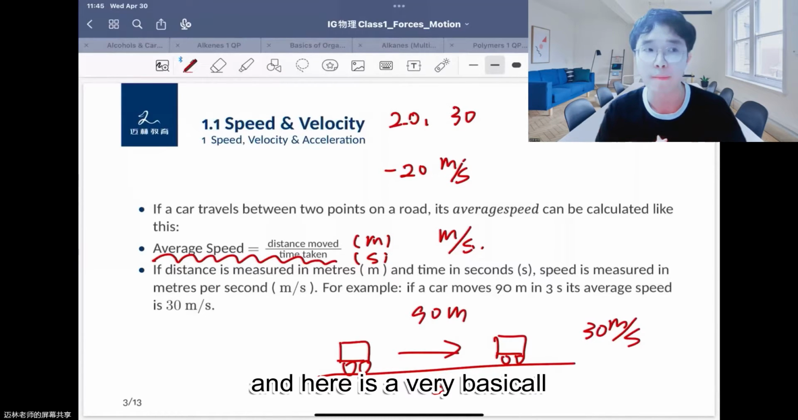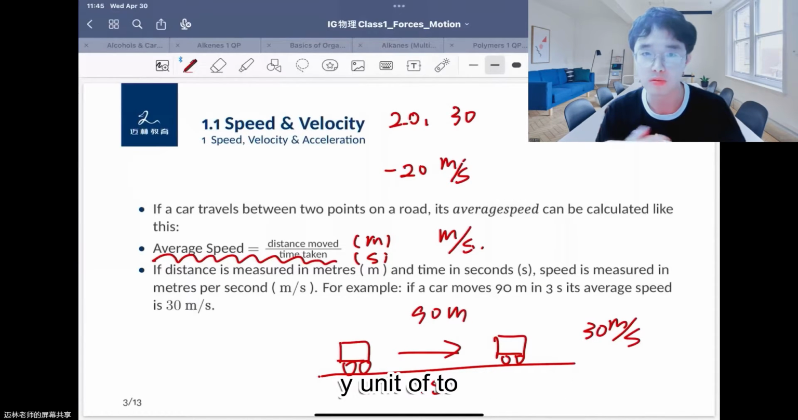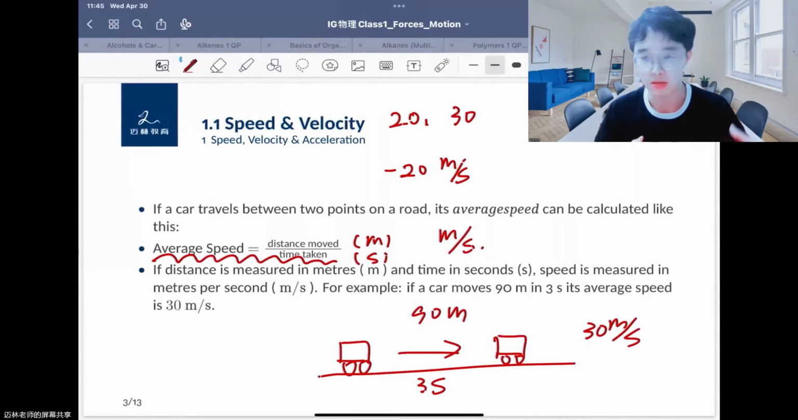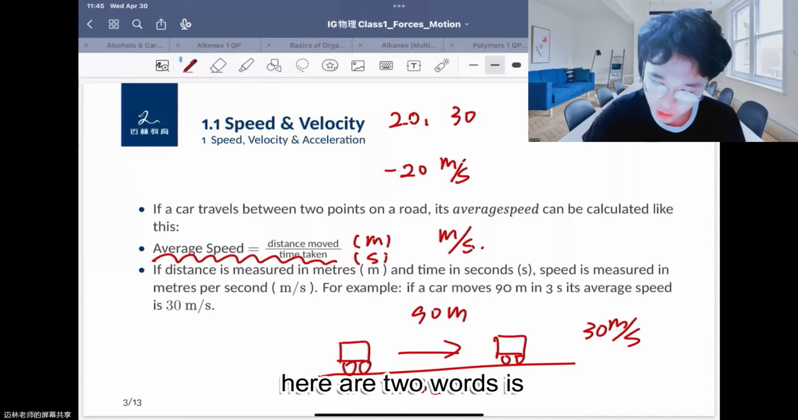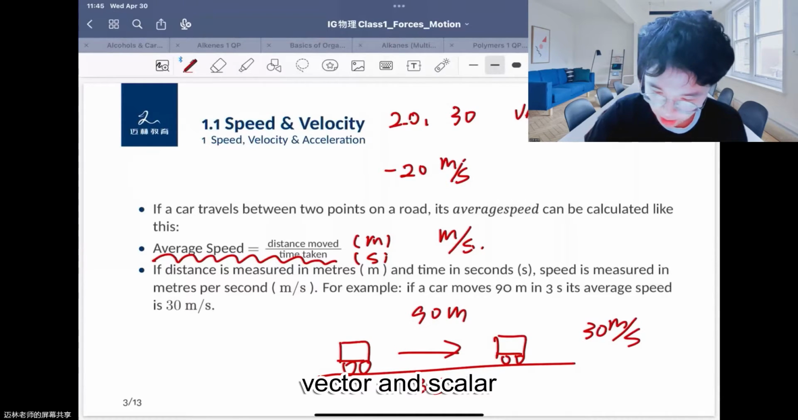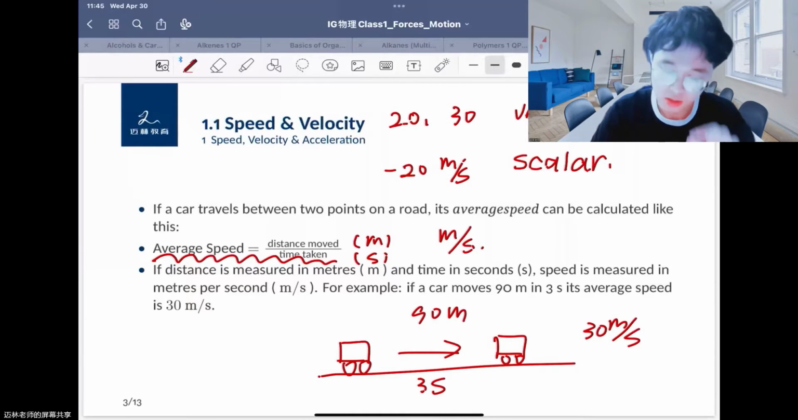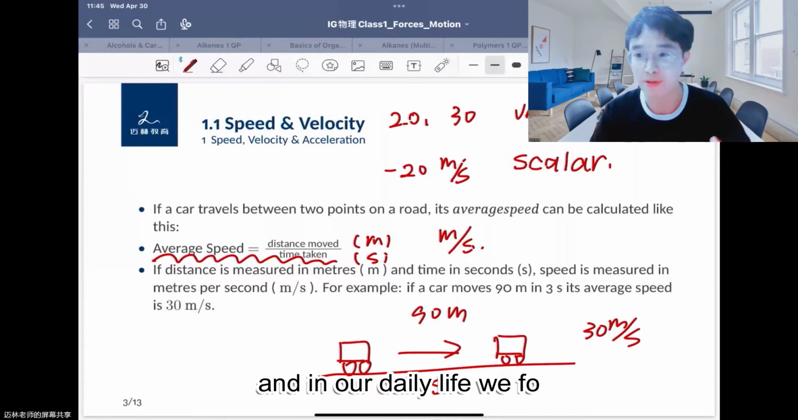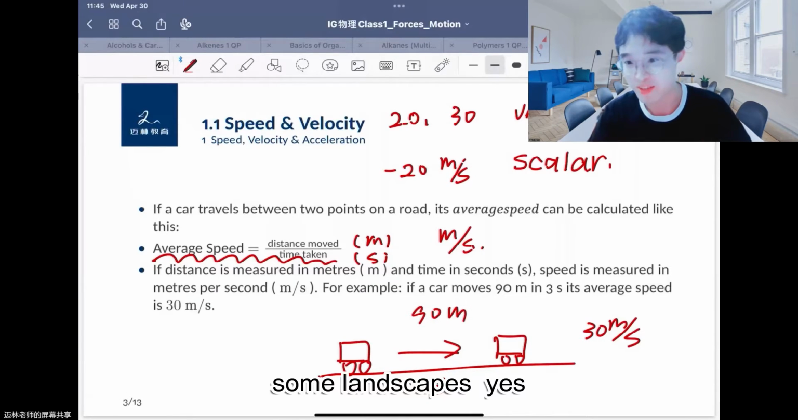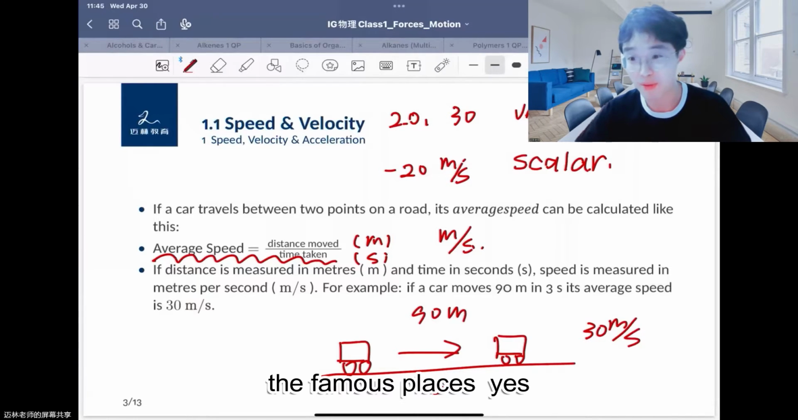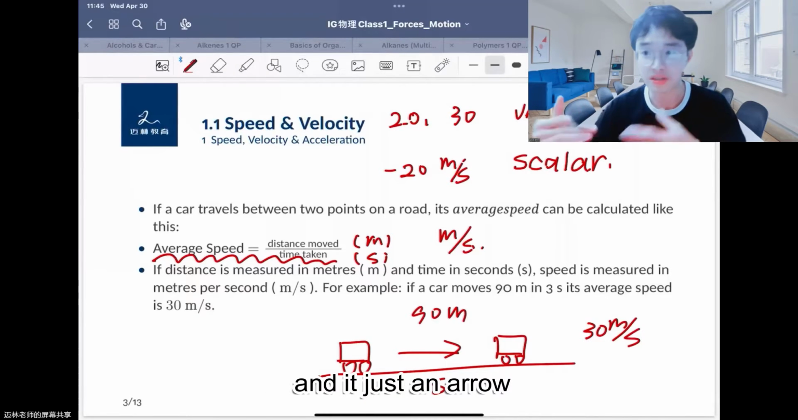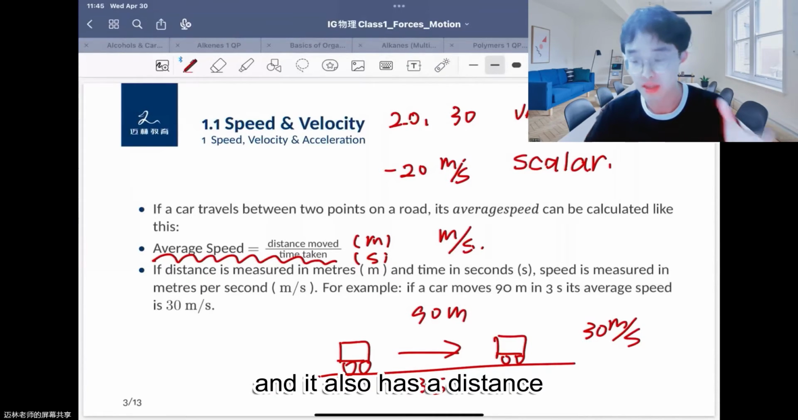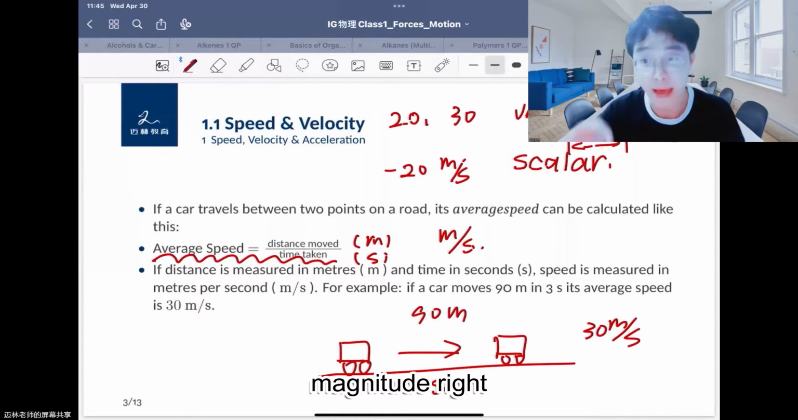And here is a basic description of speed and velocity. That is the two words. Okay, here are two words: vector and scalar. Vector means it's an arrow. In our daily life, we find arrows in maybe some landscapes. Yes, they will lead you to the famous places. And it's just an arrow. It has a direction, and it also has a distance or magnitude, right?